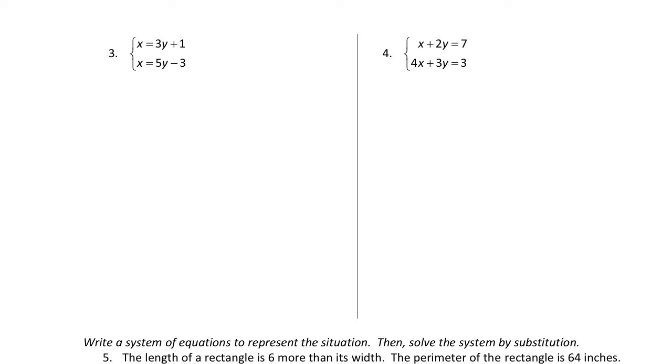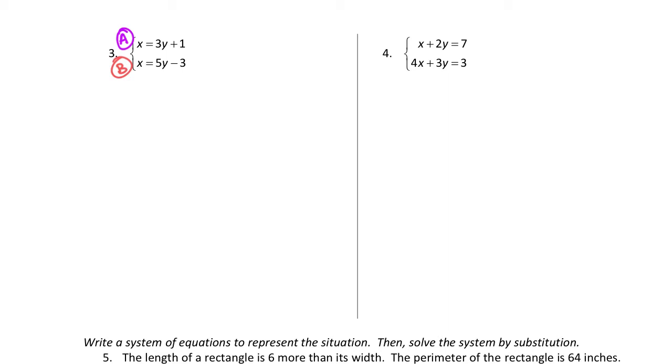Let's go through the steps. First step is always to see if you've got a variable already solved for. And I've gone ahead and labeled my two equations A and B, and I can see that in equation A, the x is solved for. Also in equation B, the x is solved for. So it really doesn't matter which equation I start with. But since it's already solved for, this is one of those problems I can skip a lot of steps.